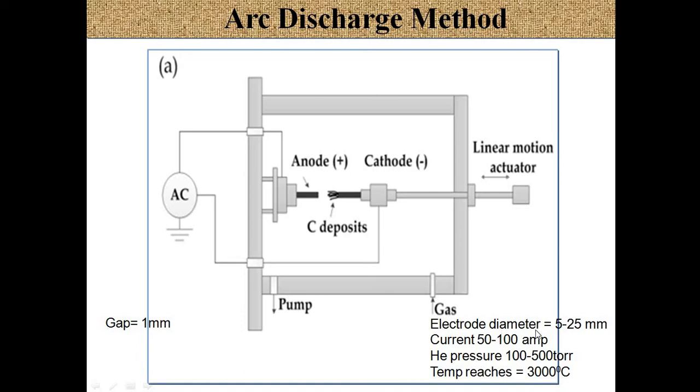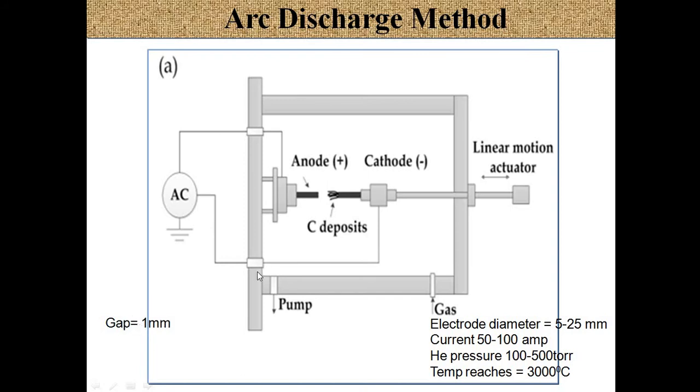The electrode diameter is from 5 to 25 mm. The current generally passed is 50 to 100 ampere. The helium pressure inside is 100 to 500 torr, and the temperature reaches 3000 degrees Celsius.